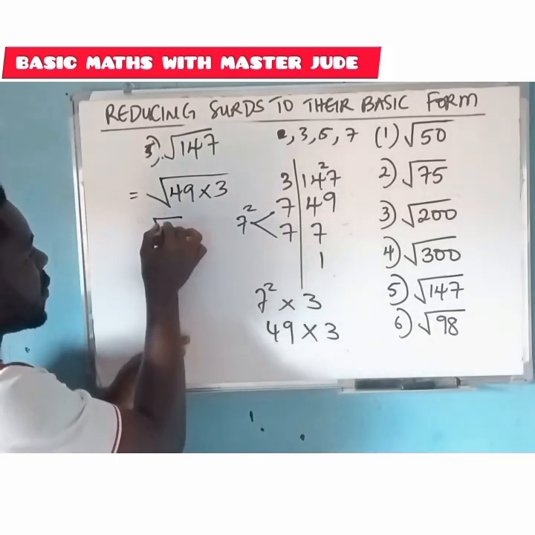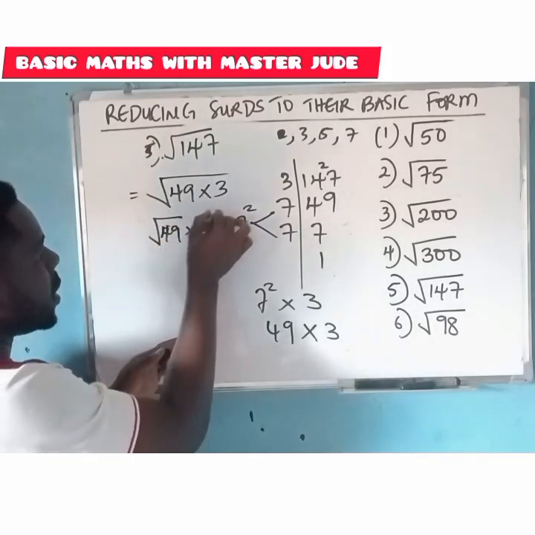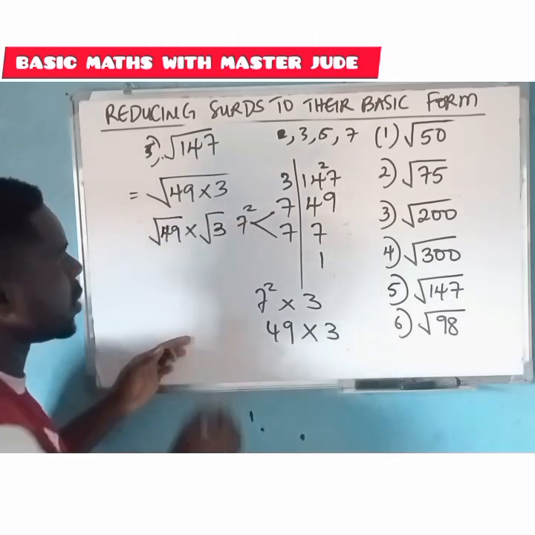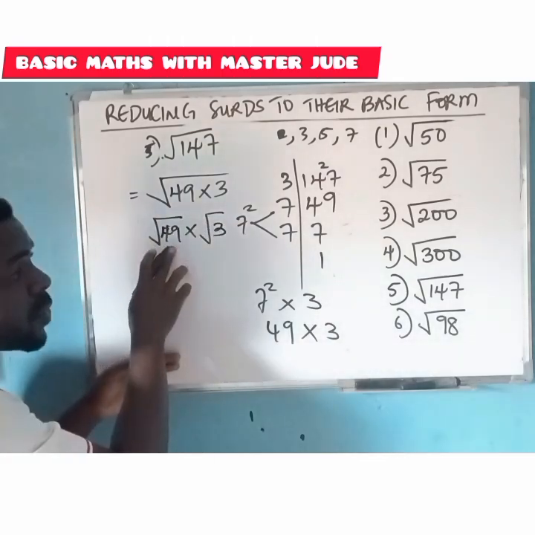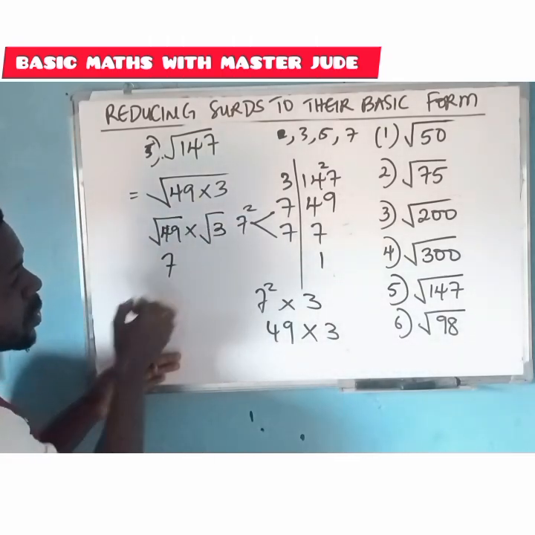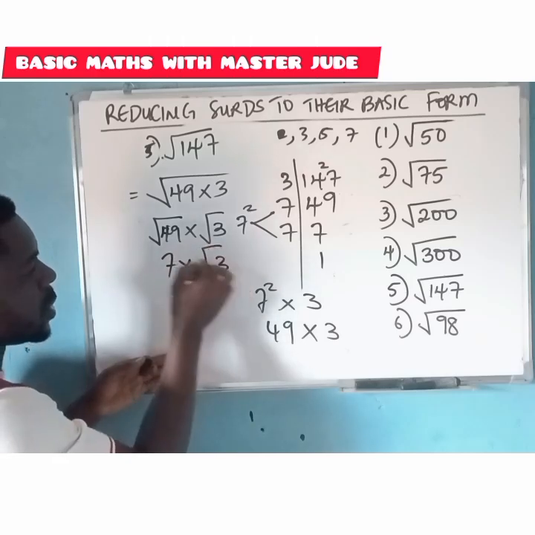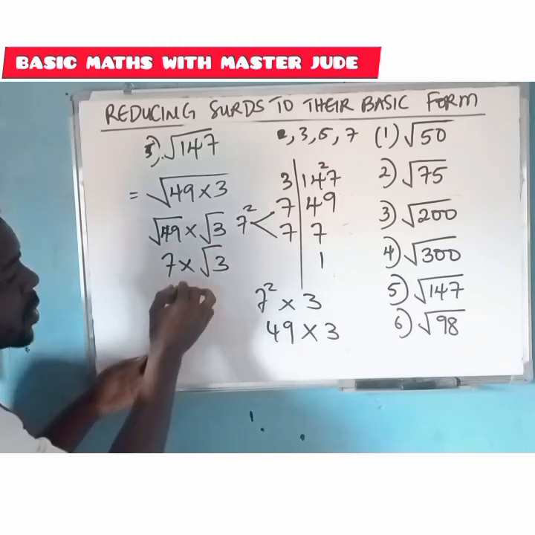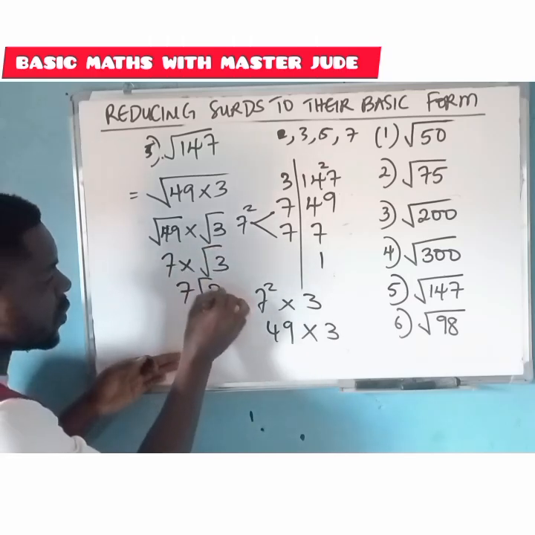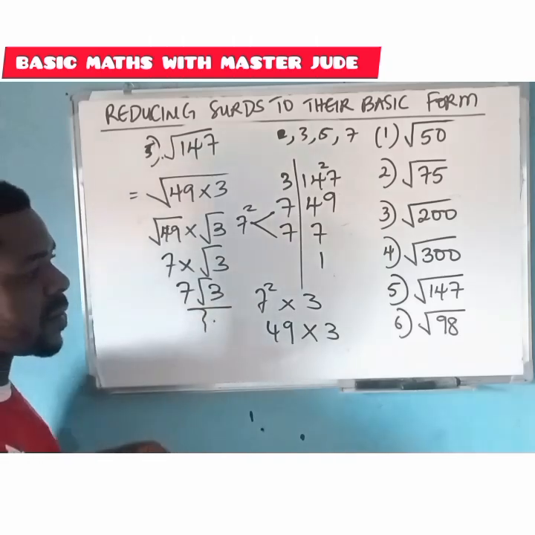This is square root of 49 multiplying root 3. Now square root of 49 is 7, multiplying root 3. 7 multiplying root 3 will give us 7 root 3 as your answer.